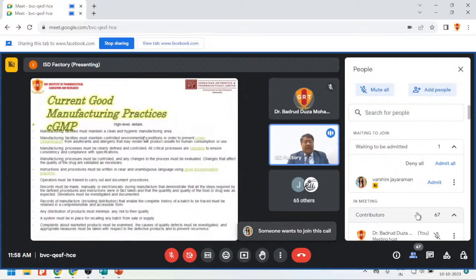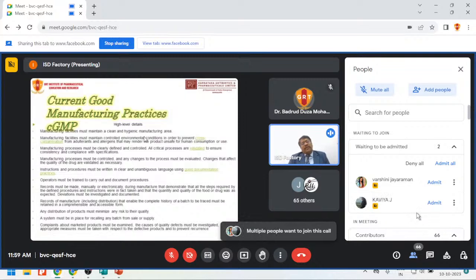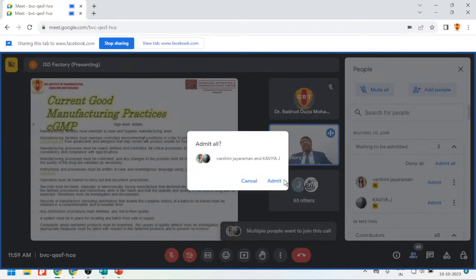So this is one thing I have done. And the system must be in place for recalling. Suppose when we are manufacturing your product, if any batch has any failure, we have to recall the batch, and we should take care of the product, find what is wrong with it, and replace it. All the things will be monitored by all the manufacturers. And complaints about the marketed products must be examined. The causes of the quality defects must be investigated, and appropriate measures must be taken with respect to the defective products and to prevent recurrence. So here we have this practice for market complaints.